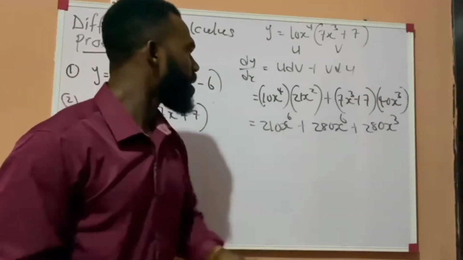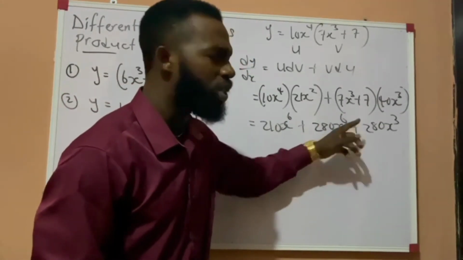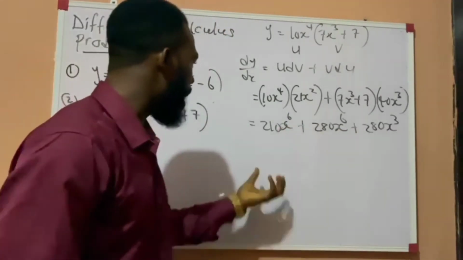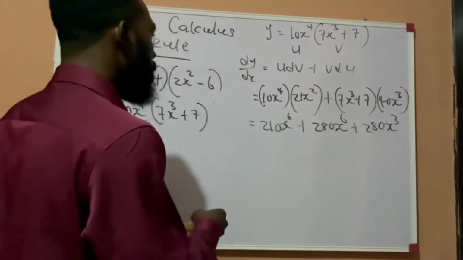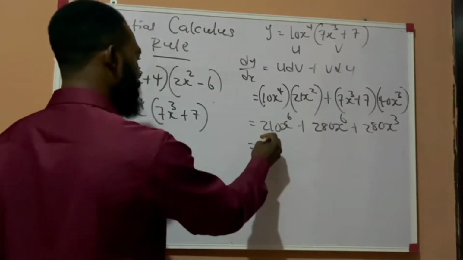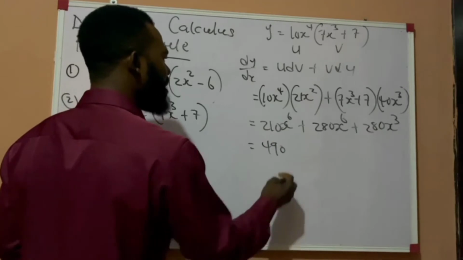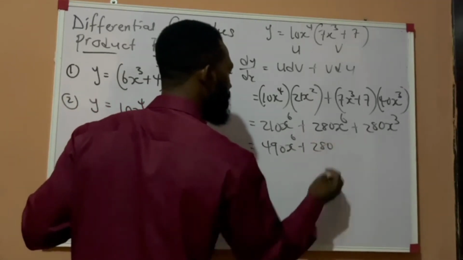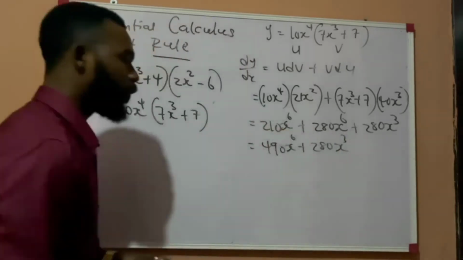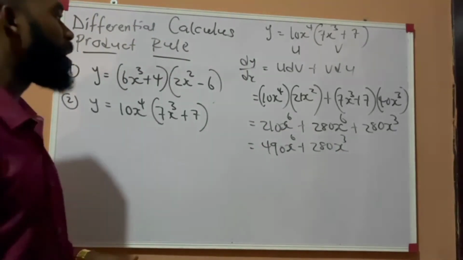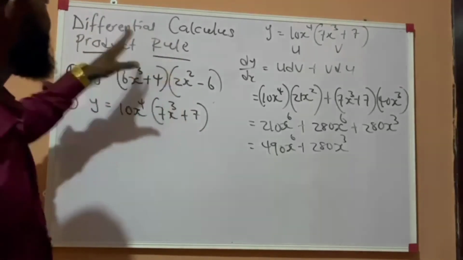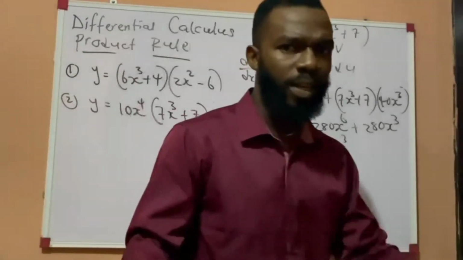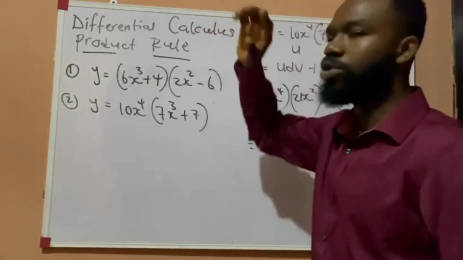Now again, you will notice that the power here is 6 and the power here is 6. So it means I can work with 210 and 280. 210 plus 280 will give us 490. So here becomes 490x raised to the power 6 plus 280x raised to the power of 3. So this is the answer you will get when you find the derivative of 10x raised to the power 4 into the bracket of 7x raised to the power 3 plus 7 using product rule.